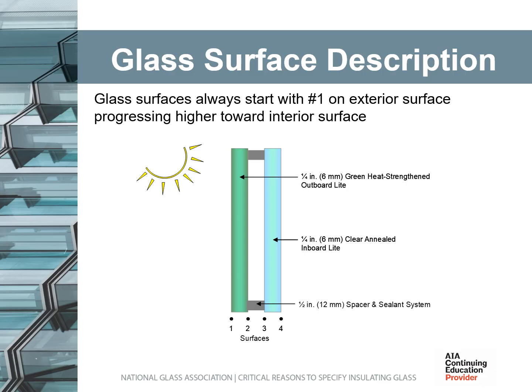Each surface number designation then progresses upward until reaching the innermost surface inside the building. In the example shown, S number 1 is on the far left and S number 4 is on the far right. For instance, this is useful for describing high-performance coating locations of the assembly. The quad IG from slide 10 has 8 surfaces.